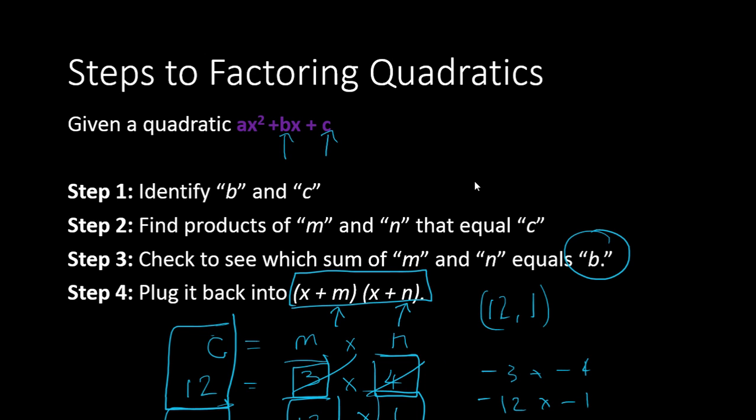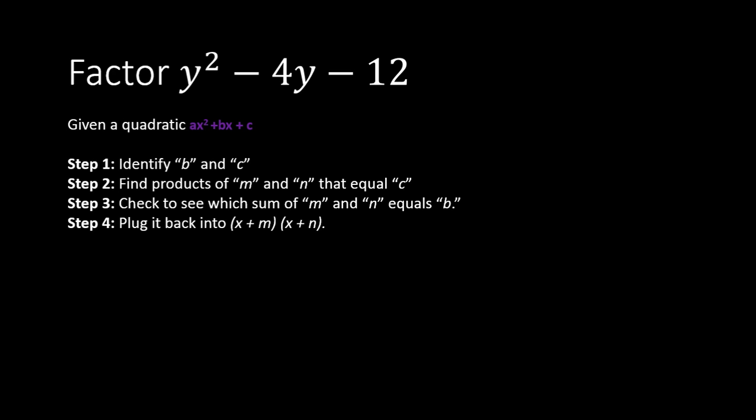Let's do a real example here. So let's say we wanted to factor y squared minus 4y minus 12. First thing we're going to do, identify b and c. Remember that a, b, and c are just the coefficients that are attached to each term. So in this case, a is just equal to 1, b is equal to negative 4, be sure to attach that negative symbol, and c is equal to negative 12. So b is negative 4, c is negative 12.